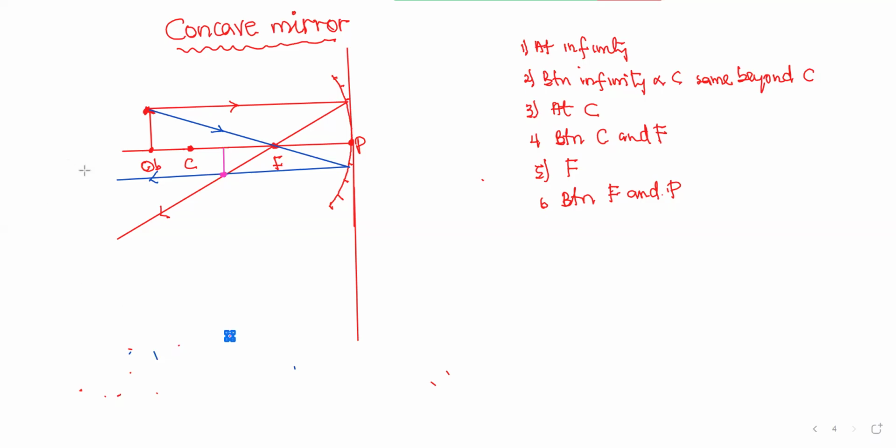And where they intersect will be the point where the head of the image is formed. The foot of the object and the image is always on the principal axis. So the foot of the object is here, the foot of the image is here. When the image is formed, the point where the two reflected rays intersect is where the head of the image is. Please, are we okay? Lamp and Co, are you okay?